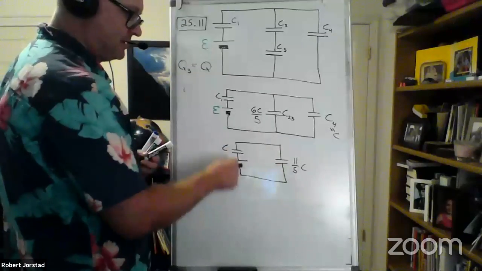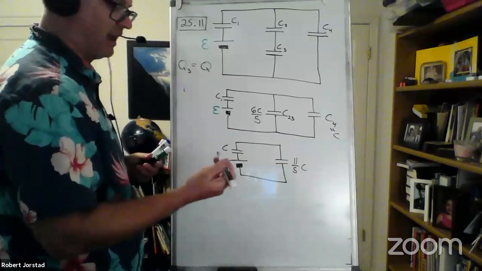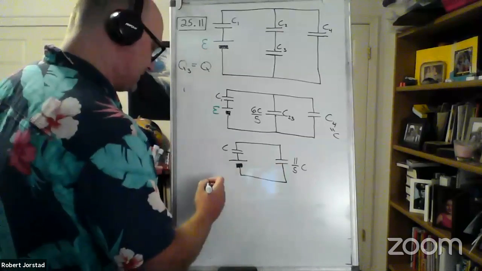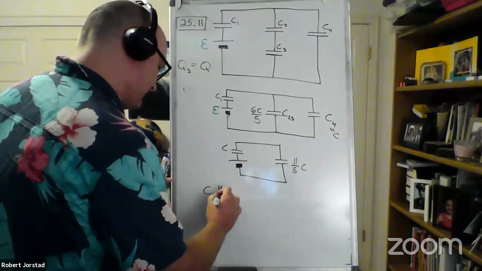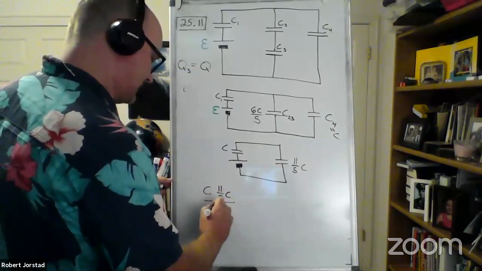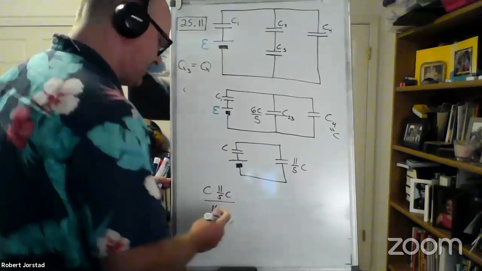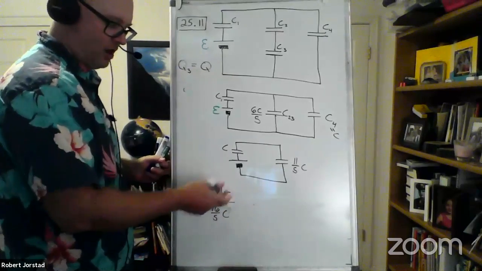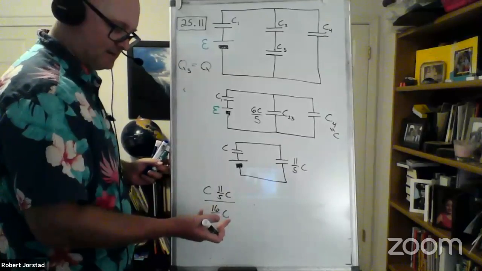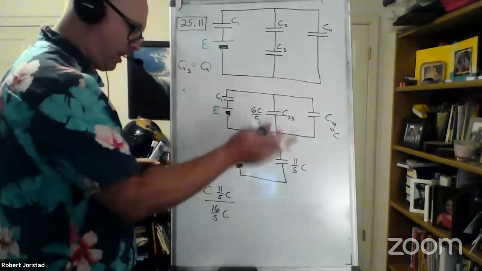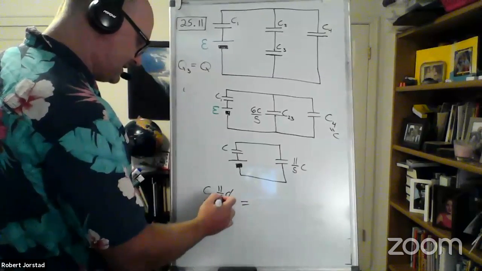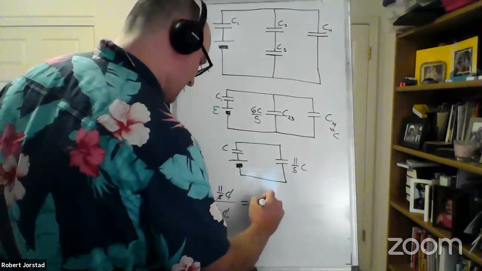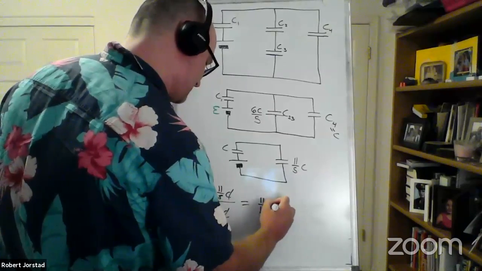Back to series again. Back to series because it's 1 pipe. And so here we go. Now I'm going to use the shortcut. So C times 11/5 C divided by, what is that, 16/5? It's the 2 times each other over the sum, right? So C plus 11/5 C. All right, so I don't want to screw this up. The C's cancel, the 5's cancel, and we get, what is that, 11/16 C.